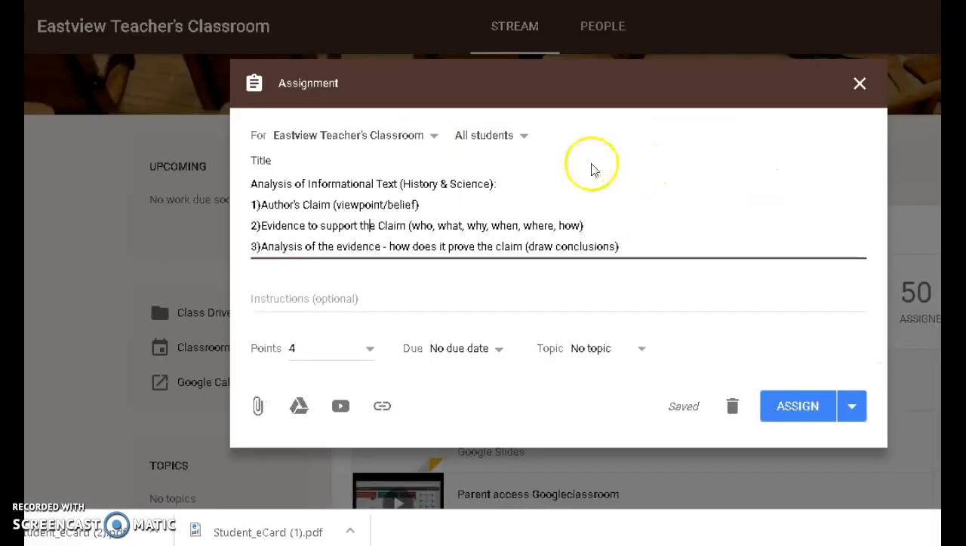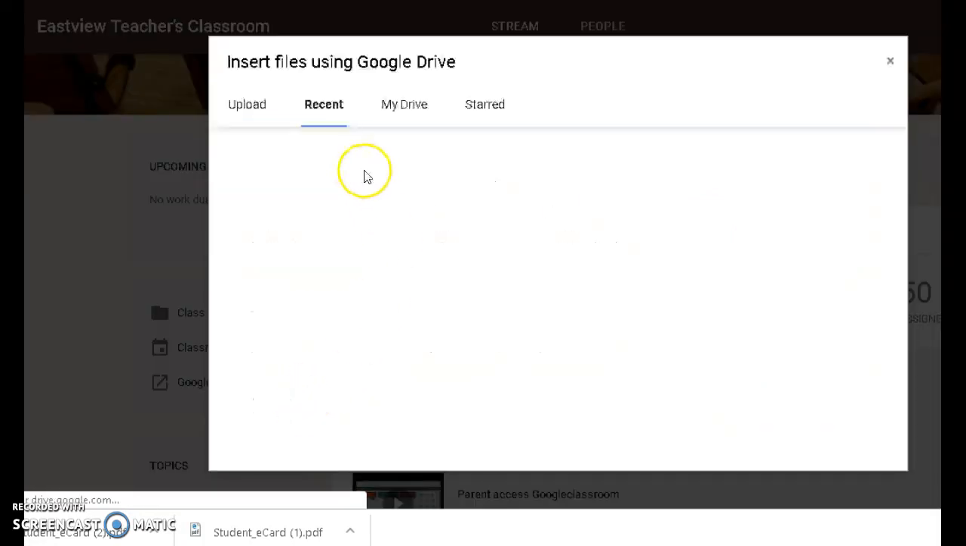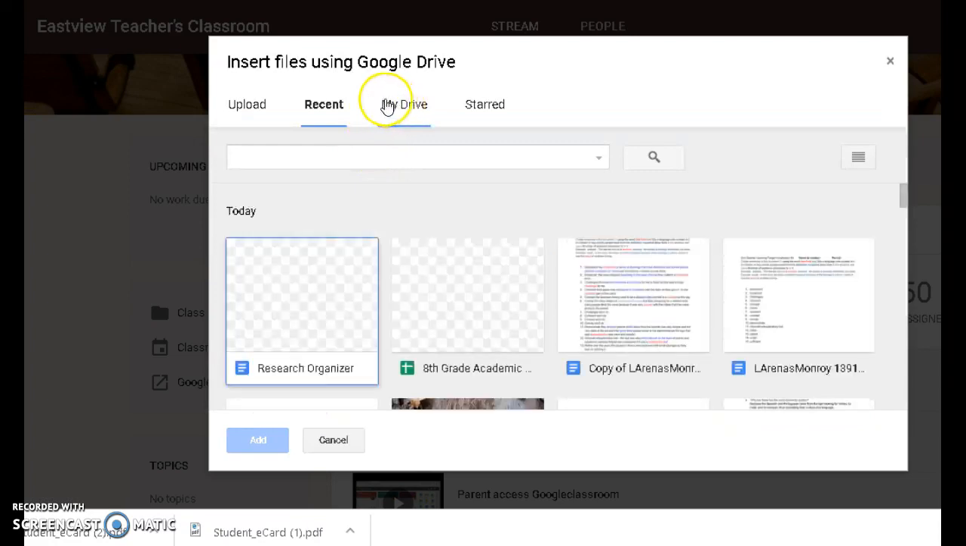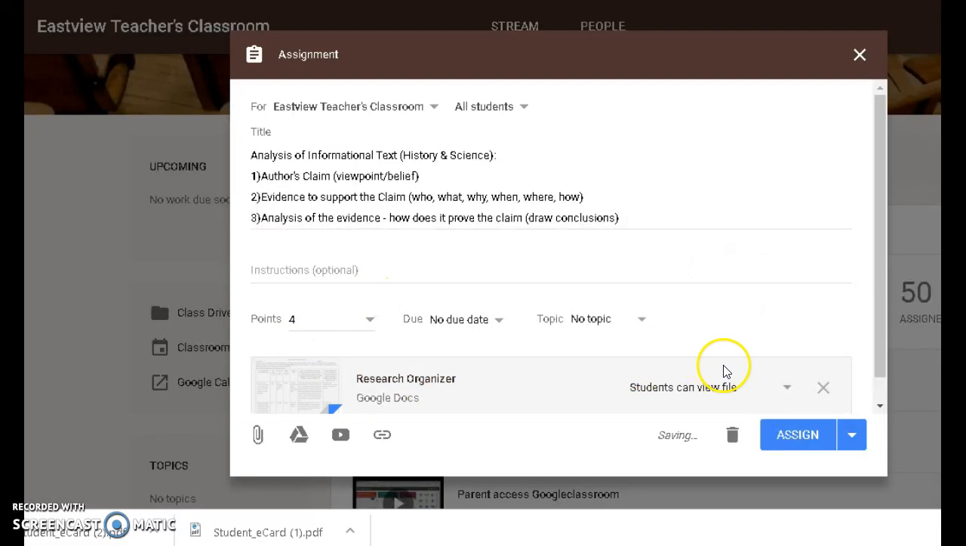You can include your graphic organizer in an assignment by pressing the plus button here in Google Classroom. You add an assignment, and then you add the document from your drive. So you click on the organizer, which I just made, and then instead of students can view, you actually change it to make a copy for each student.